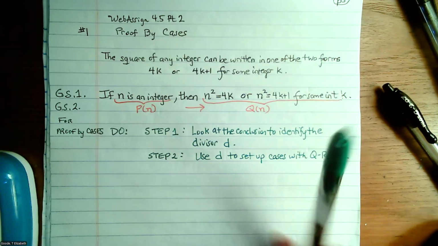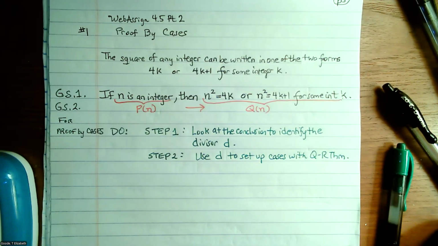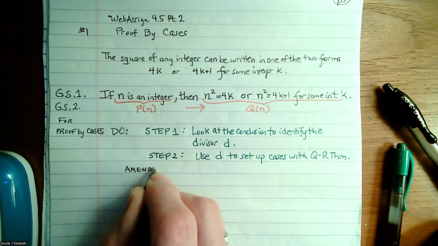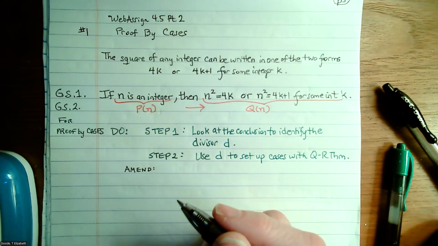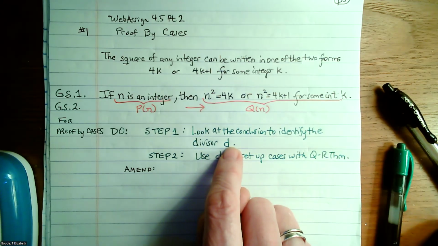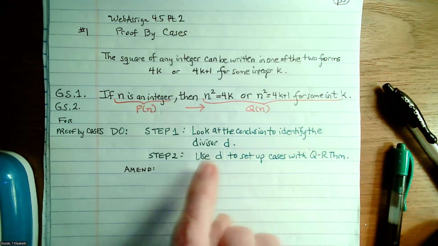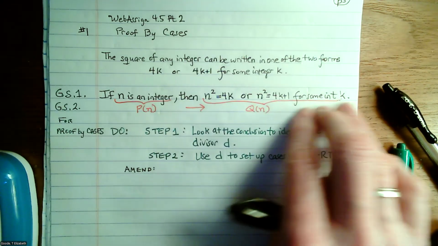However, we're going to amend that now with a little bit more information, which is what's displayed here. And that extra information is that if D is a power of a prime, then we might be able to set up fewer than D cases. We might be able to just set up the prime factor number of cases. All right, first of all, let's just look at the conclusion.